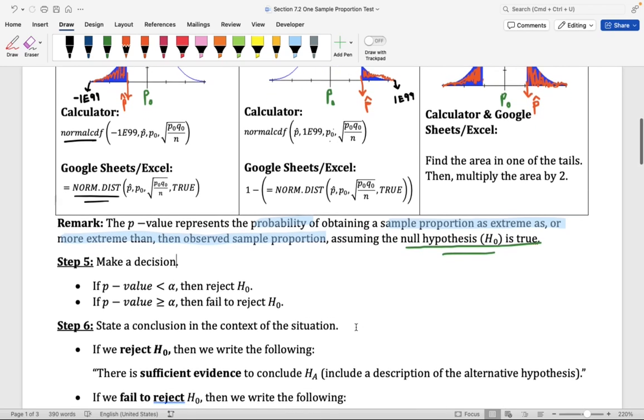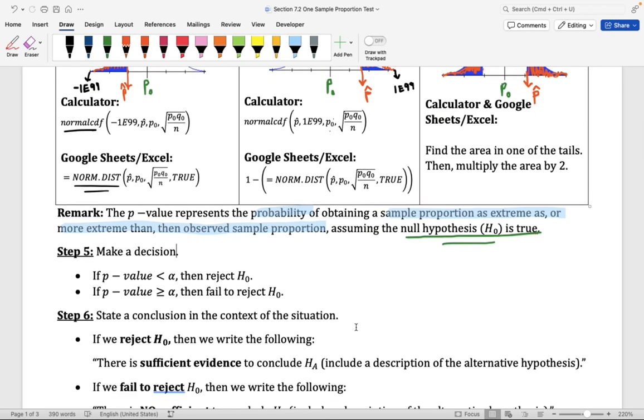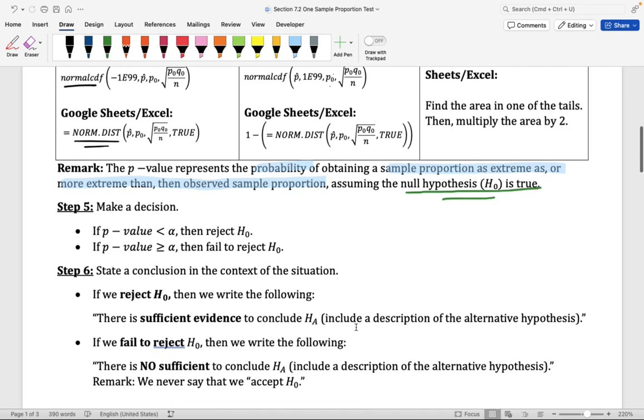If your p-value is less than alpha, then we're going to reject the null hypothesis. If the p-value is greater than or equal to alpha, then we're going to fail to reject the null hypothesis. Okay? Remember, the smaller the p-value, the less likely you are to observe the sample proportion that you saw, which is going to make us think that we should reject the null hypothesis. Now here, we're saying that the p-value has to be smaller than alpha.